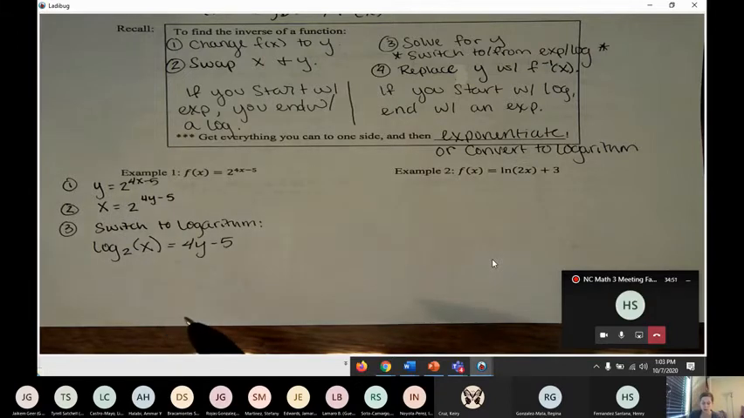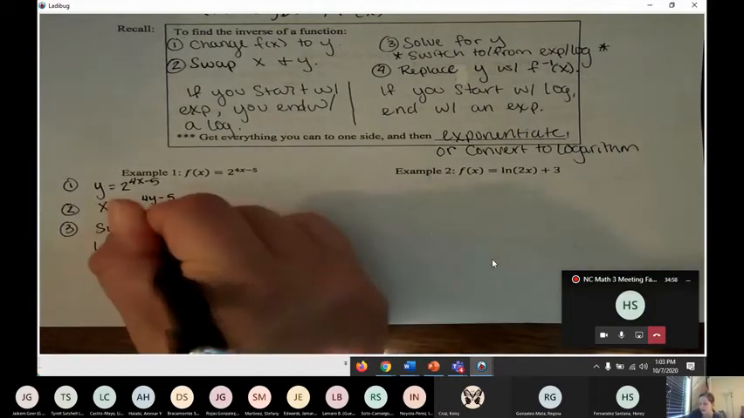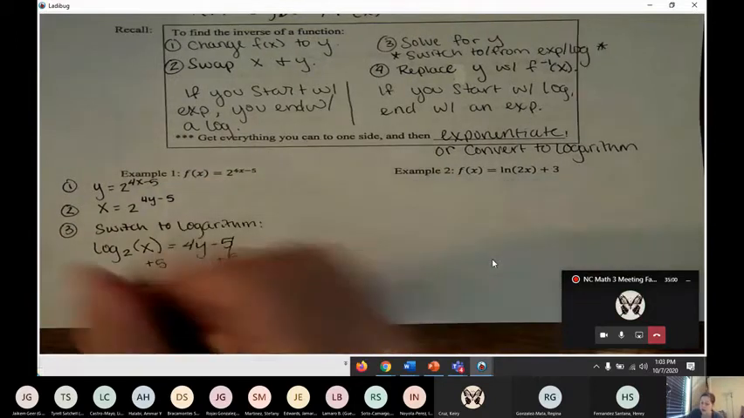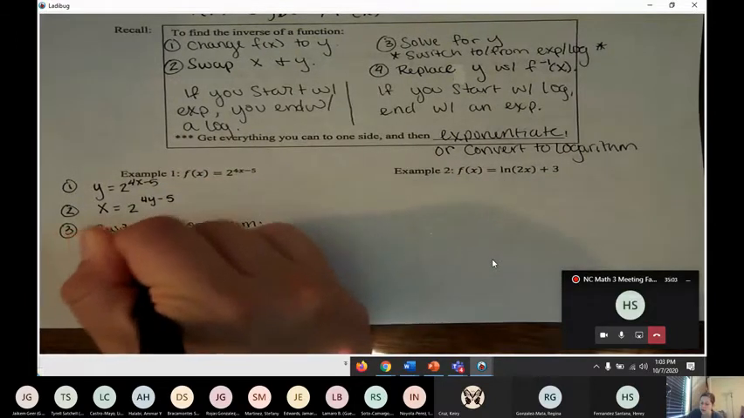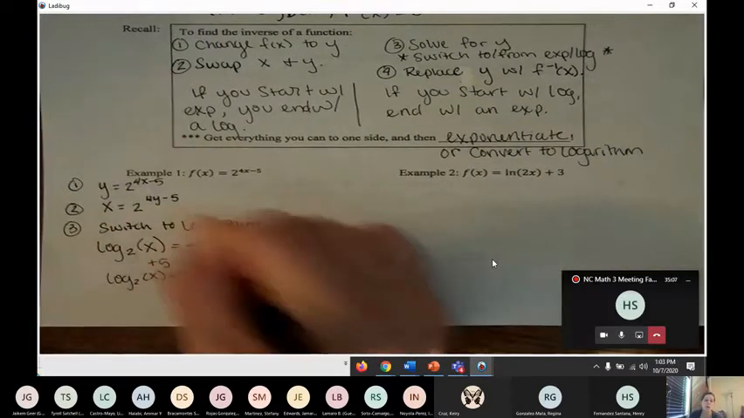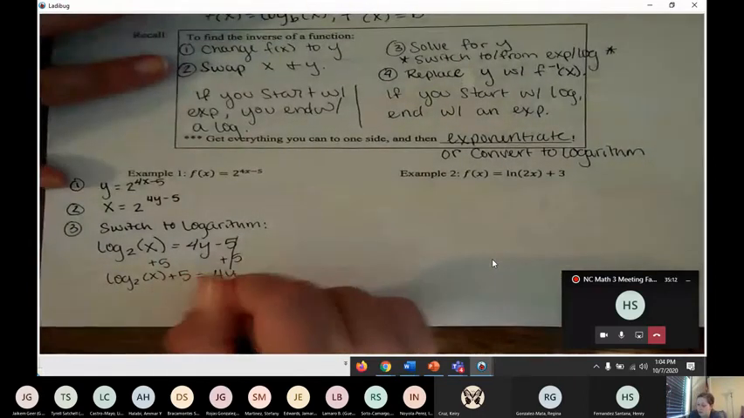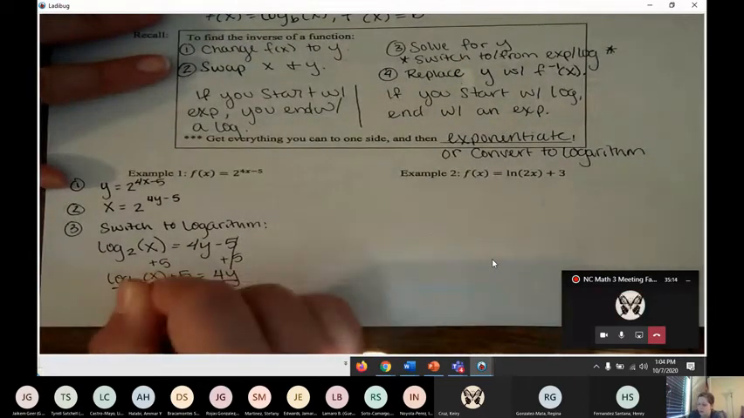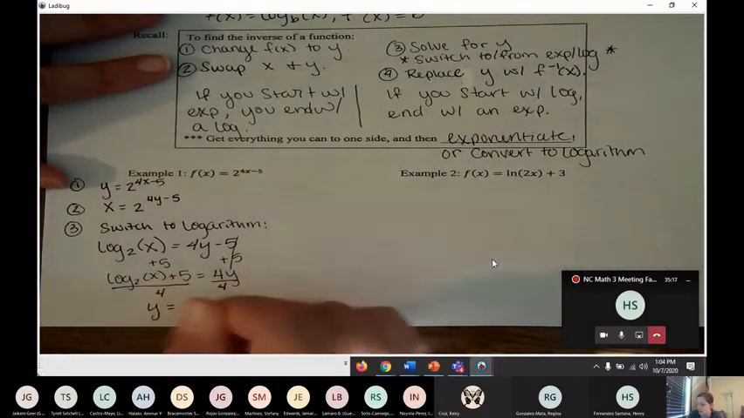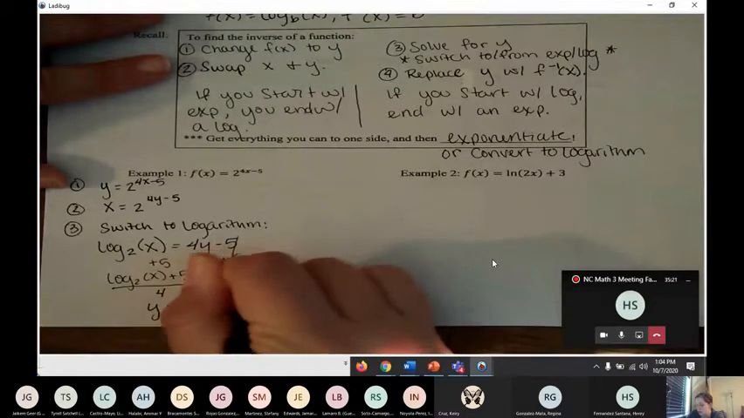Now we have to solve for y. So the first step to isolating y is to add 5 to both sides. So I'm going to have log base 2 of x plus 5 equals 4y. We need that y totally by itself, so I'm going to divide by 4. I'm going to get that y is equal to log base 2 of x plus 5 all over 4.